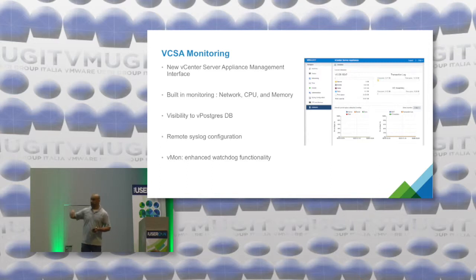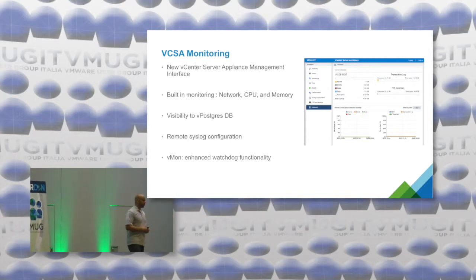So all you have to do is go into the VAMI, you'll log in as root, and once you're there, on the left-hand pane, you'll see the CPU and memory. You'll click in there, and it'll show you the utilization for the appliance. And under networking, you'll also see your network utilization.